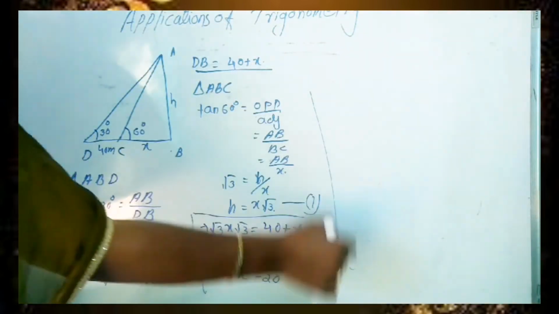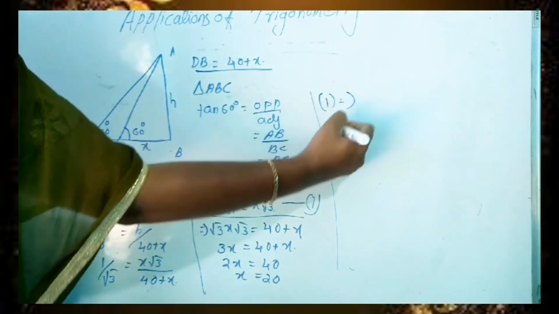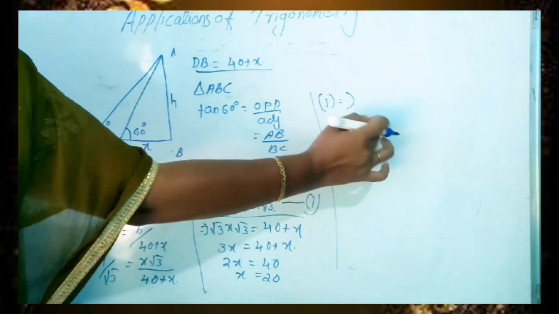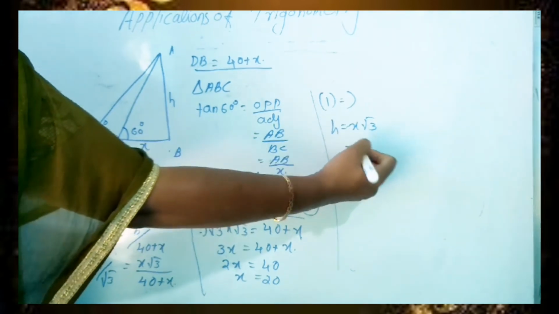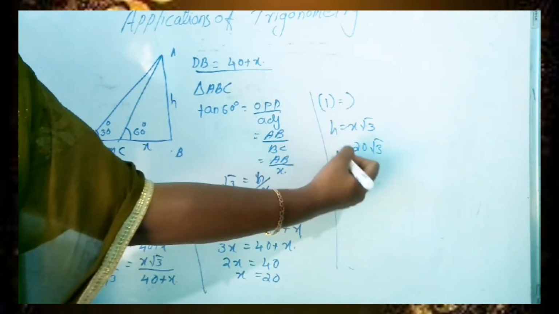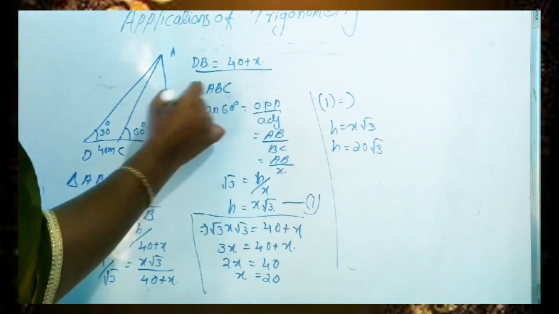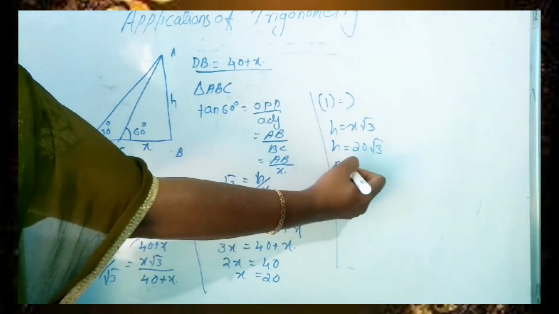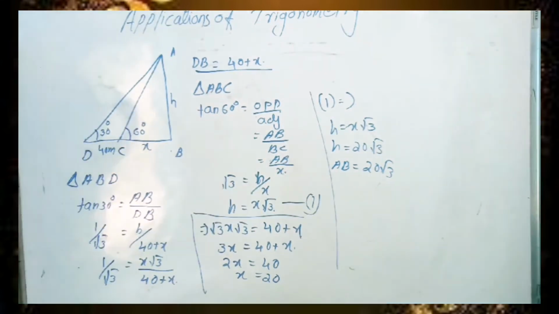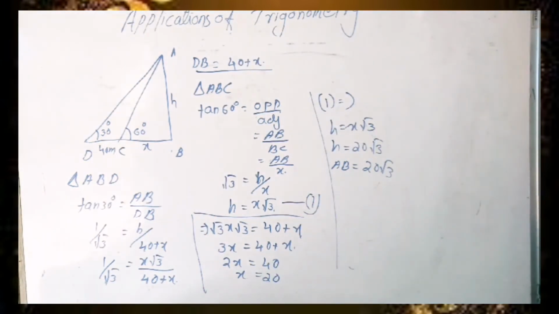Now again by equation number 1, H is equal to X root 3. The value of X is 20. So H is equal to 20 root 3. What is our H? That is AB. AB is equal to 20 root 3. What is this AB? That is our tower. So the height of the tower is 20 root 3 meter.